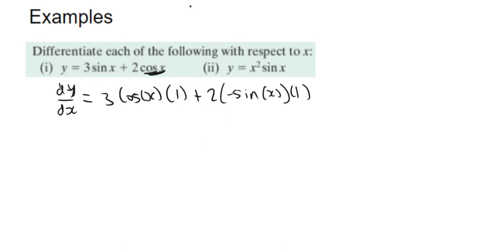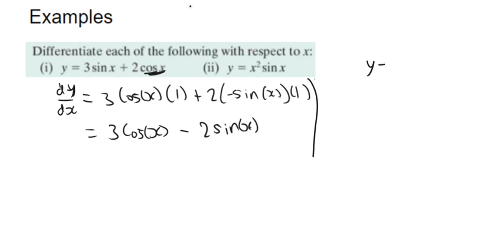So anyway, just tidy up this one. That'll just be 1 times 3. So that's just going to be 3 cos x. And now it's going to be minus 2 sin x. And that's it. That's all you have to do. So that's dy dx there.